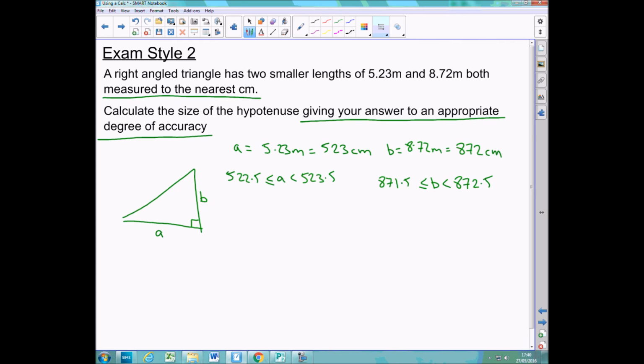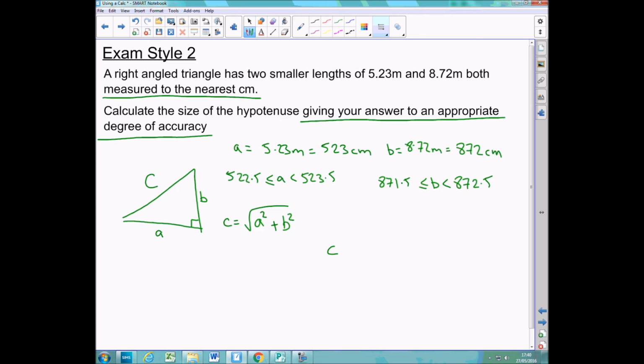Now, reminding ourselves of Pythagoras' theorem, in order to find the value C here, which is the hypotenuse, I need to square my two lengths, add them, and square root. So that is what my value of C is here. Now remember that squaring is timesing by itself, so in order to get the upper bound, all I need to do is square the two upper bounds, add them, and then square root that answer. And likewise for the lower bound, I'm going to square the lower bounds, add them, and then square root.